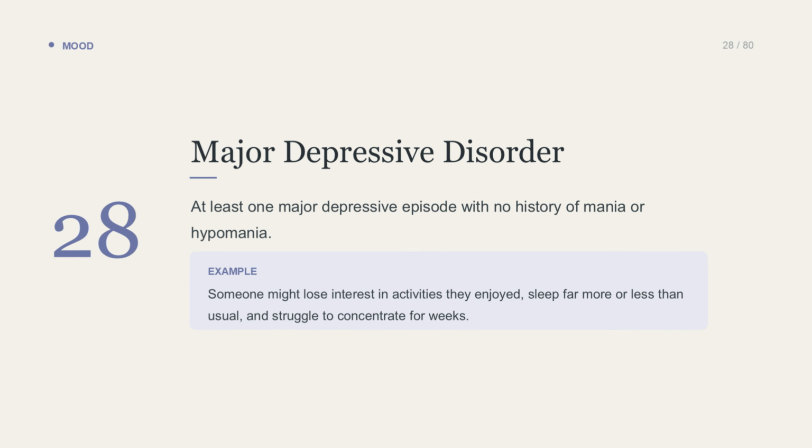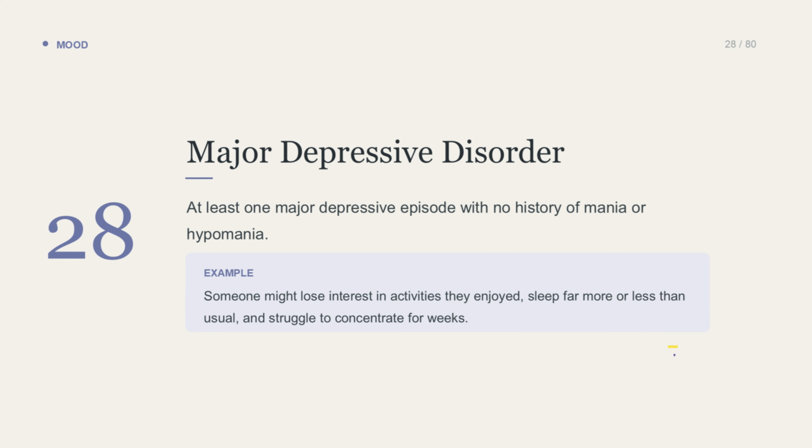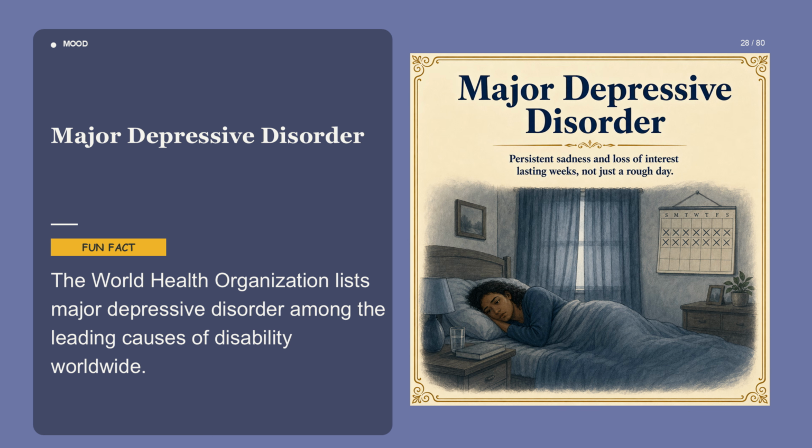28. Major depressive disorder. Major depressive disorder involves at least one major depressive episode without any history of mania or hypomania. For example, someone with major depressive disorder might lose interest in activities they used to enjoy, sleep far more or less than usual, and struggle to concentrate for weeks at a time.